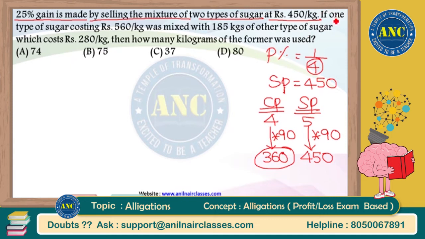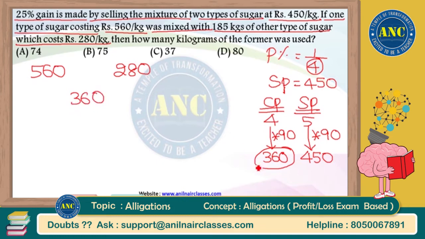That is the meaning. If one type of sugar costing 560 rupees per kg was mixed with 185 kgs of other type of sugar which cost 280 rupees per kg. That means first type is costing 560, second type is costing 280, resultant is 360 which we found out here. Then how many kilograms of the former was used? How many kgs of the first variety was used is the question.